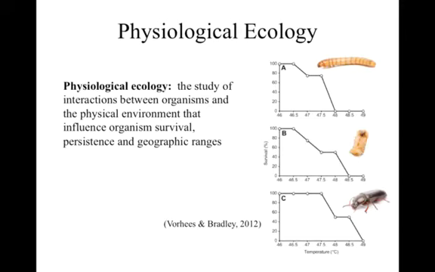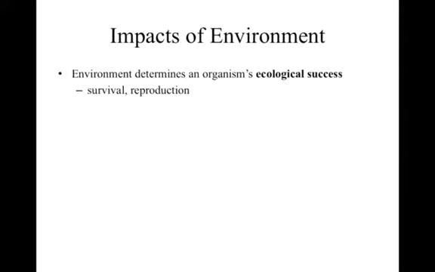So again, this is that idea of how organisms interact with the physical conditions in their environment and how that influences how they perform. And ultimately, how different organisms perform in their environment determines organism ecology, and then on a broader scale, population and community ecology, all the way up to landscapes and the biosphere.